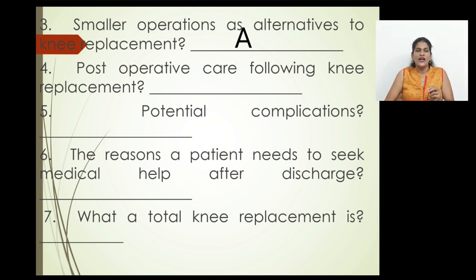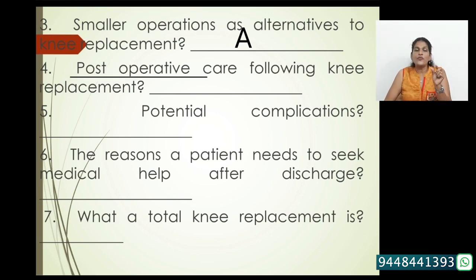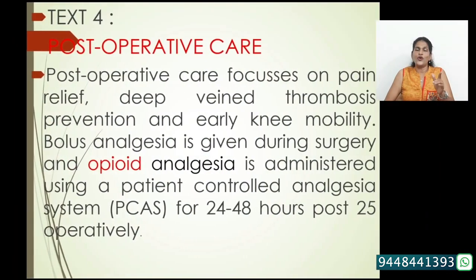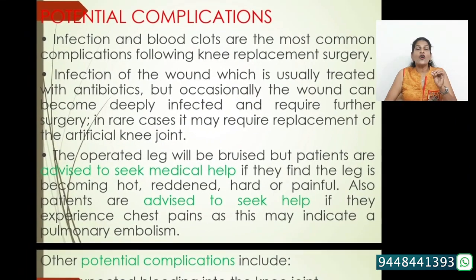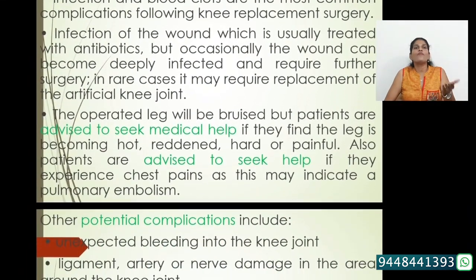Next, the fourth one is post-operative care following knee replacement. Already the keyword is post-operative. Post-operative is there in text B. So what is your question? The question is post-operative care following knee replacement. So you know it is post-operative, so you put D. Next question is potential complications. Potential complications means what are the complications?